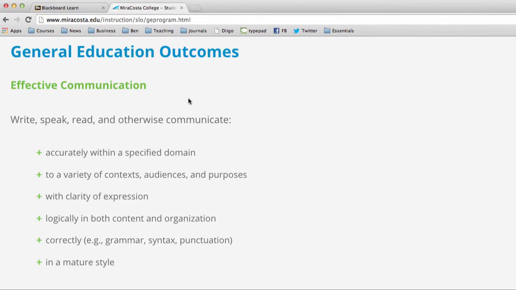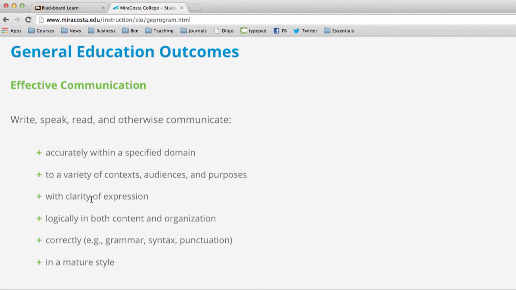So we wouldn't want to use effective communication as a skill to write about in either a blog post or a paper. Instead, we would look at writing, speaking, reading, and otherwise communicating, one of these different skills. So writing, speaking, reading, and otherwise communicating accurately, to a variety of contexts, audiences, and purposes, with clarity, logically in both content and organization.